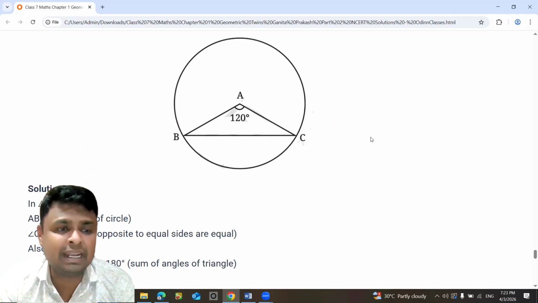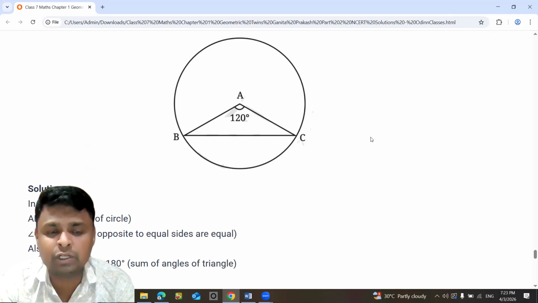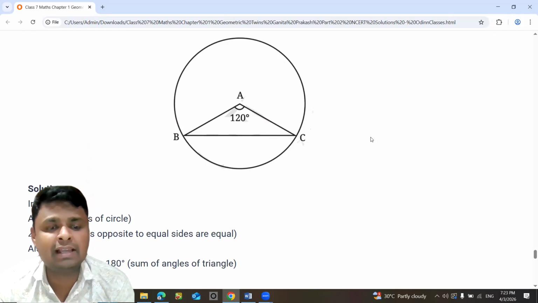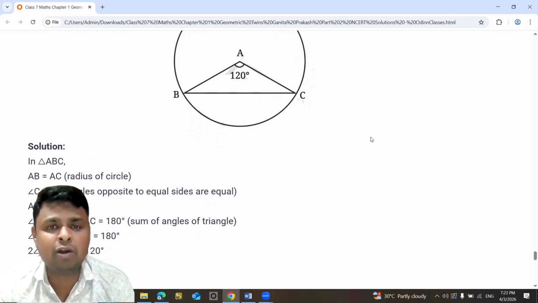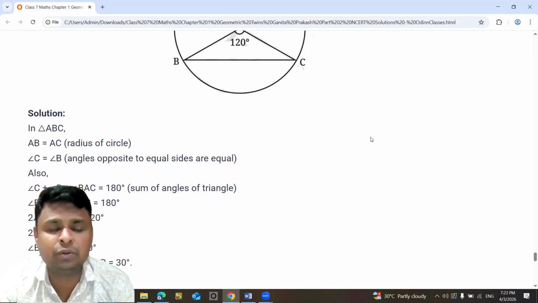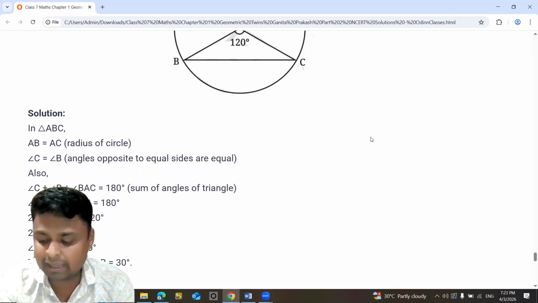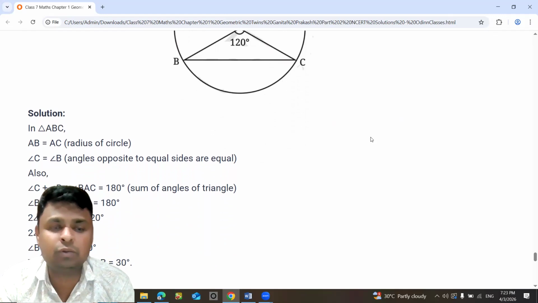So here we know that AB is congruent to AC and the angles are congruent because angles opposite to equal sides are equal. This is an isosceles triangle related property. You should know this. Sum of all angles is 180. So we know already the angle A. We substitute and then we can find angle B and C. Both are equal to 30 degrees. Observe this. You can pause the video and take the notes.